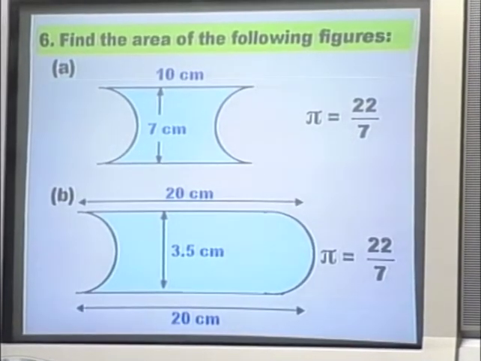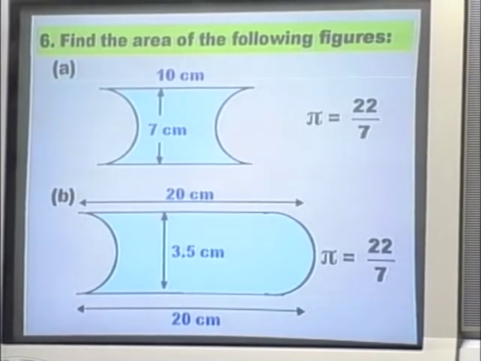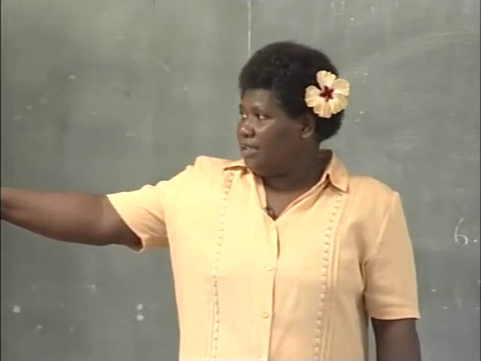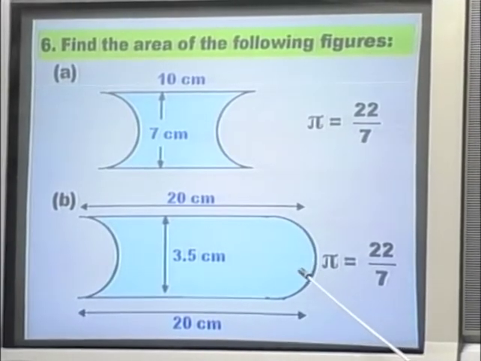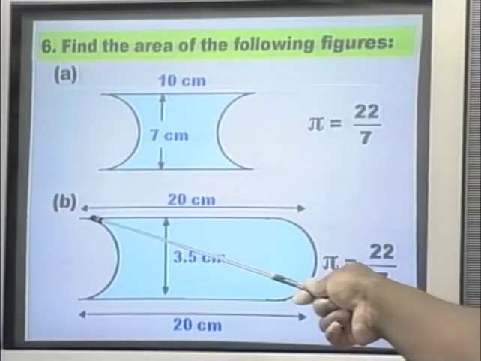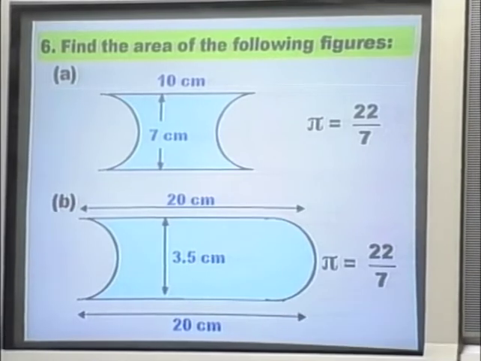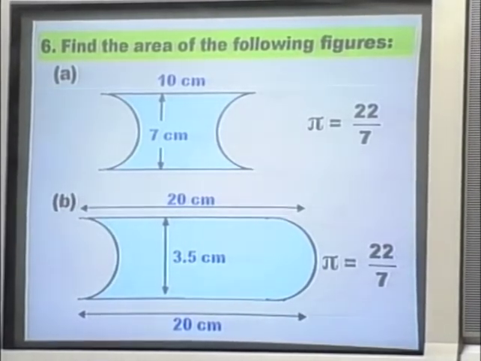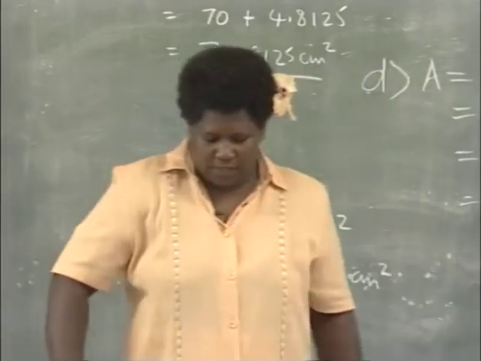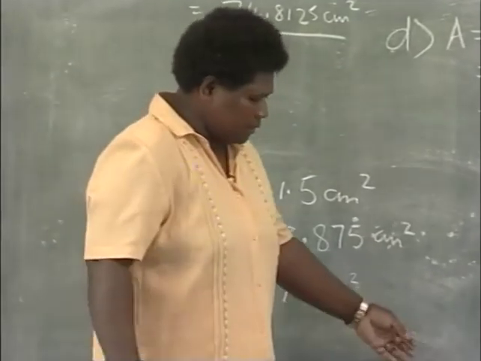How did you get 63.875? I think what Siegfried thinks, if I'm correct, is that it's the same as the rectangle, which is wrong because the rectangle includes this bit. Okay, those of you who got 63.875, how did you get it? Can someone explain, please?